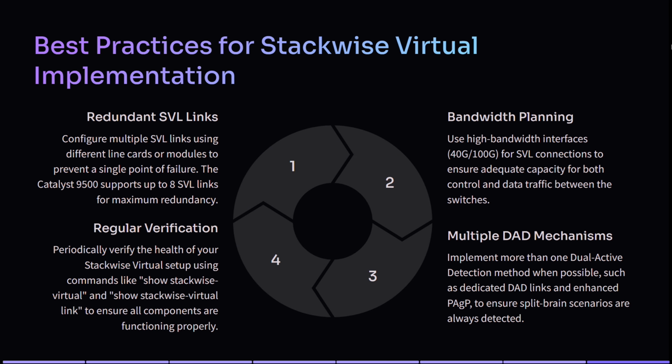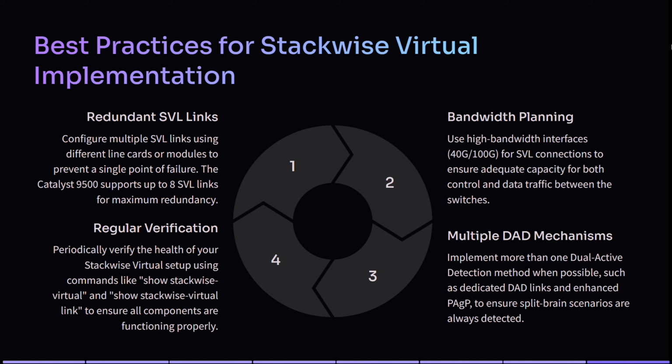Best practices for StackWise Virtual implementation. 1. Redundant SVL links. Configure multiple SVL links using different line cards or modules to prevent a single point of failure. The Catalyst 9500 supports up to 8 SVL links for maximum redundancy.